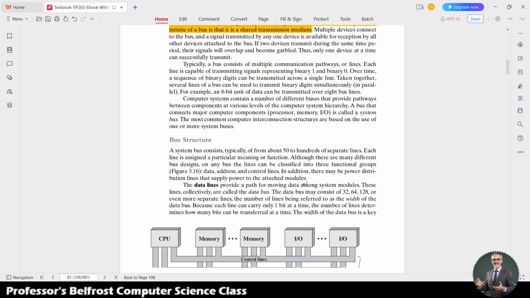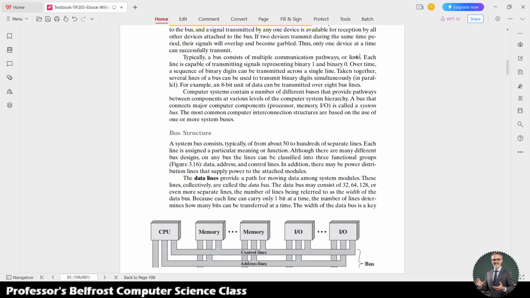So typically, a bus consists of multiple communication paths or lines, and each line is capable of transmitting signals representing binary 1 and binary 0. Computer systems contain a number of different buses that provide pathways between components at various levels of the computer system hierarchy. A bus that connects major computer components is called a system bus.